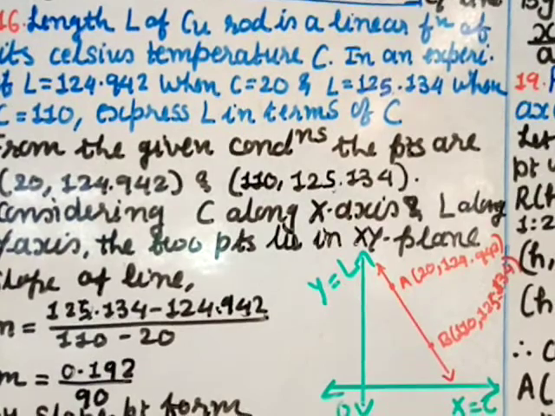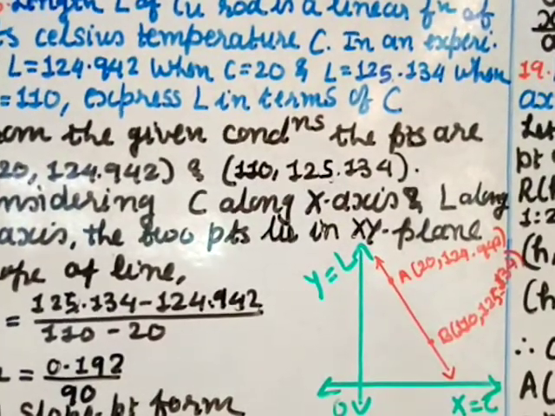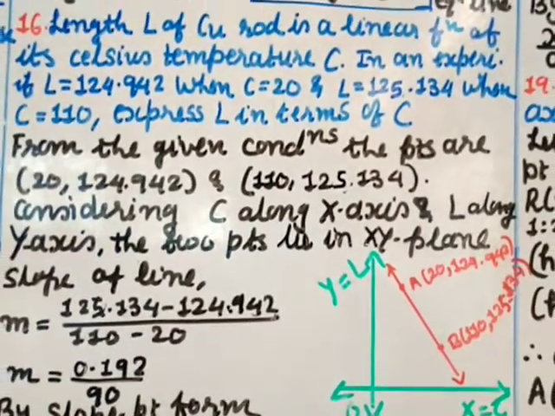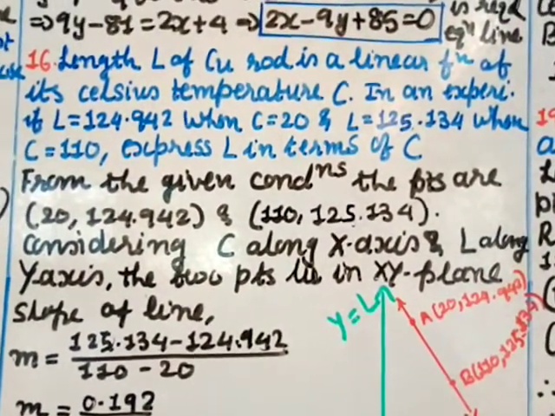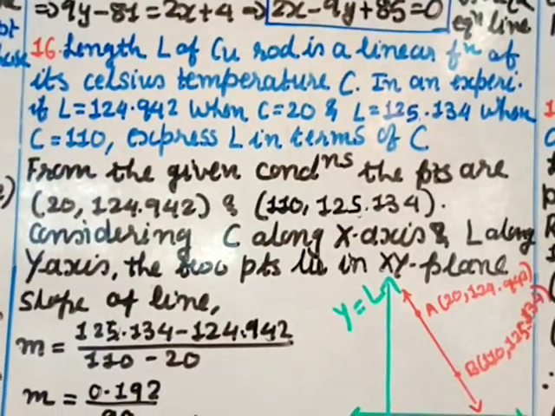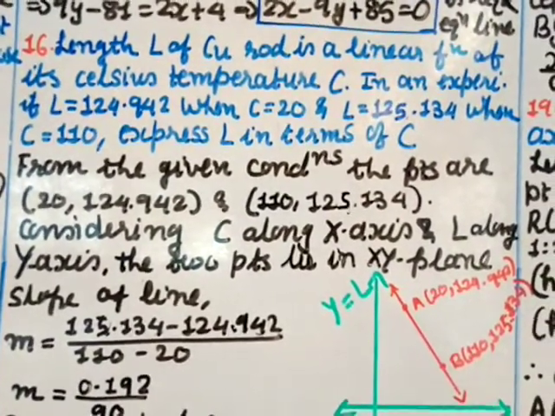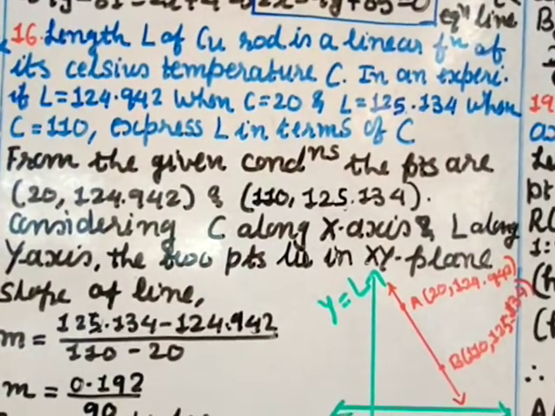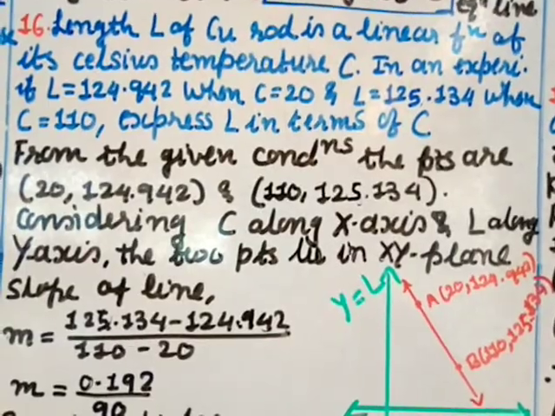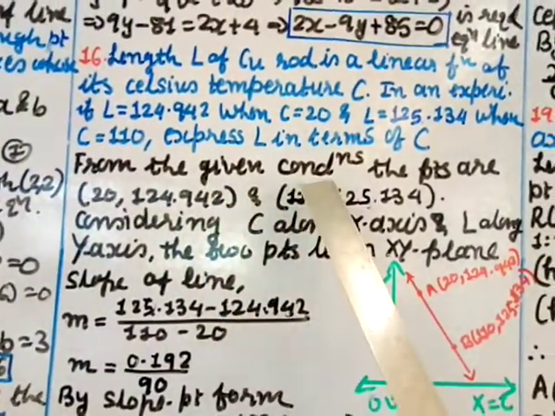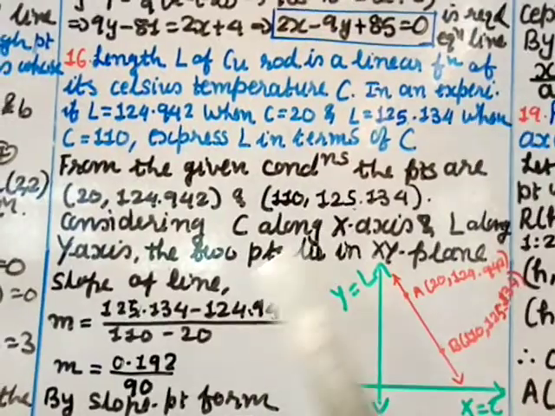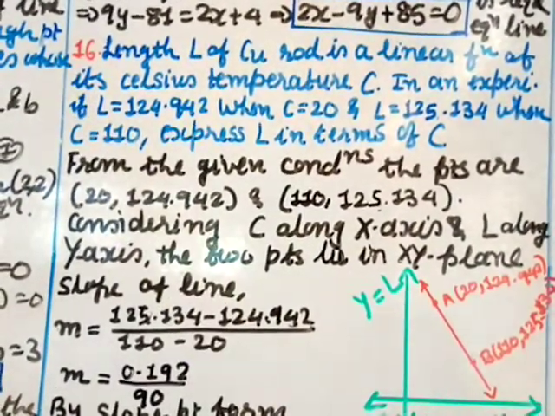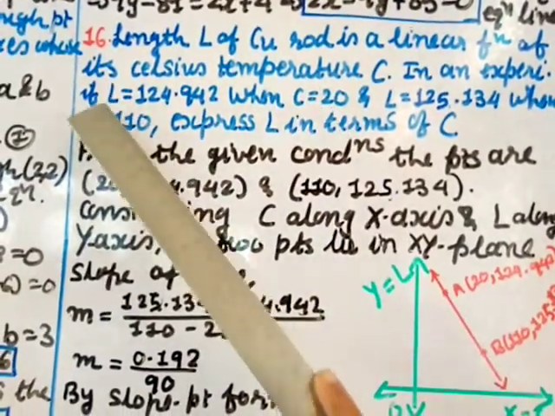Question number 16. Length L of a copper rod is a linear function of its Celsius temperature C. In an experiment, if L is equal to 124.942 when C is equal to 20 and L is equal to 125.134 when C is equal to 110, express L in terms of C. From the given conditions, the points are: I'll call C the x coordinate and L the y coordinate.